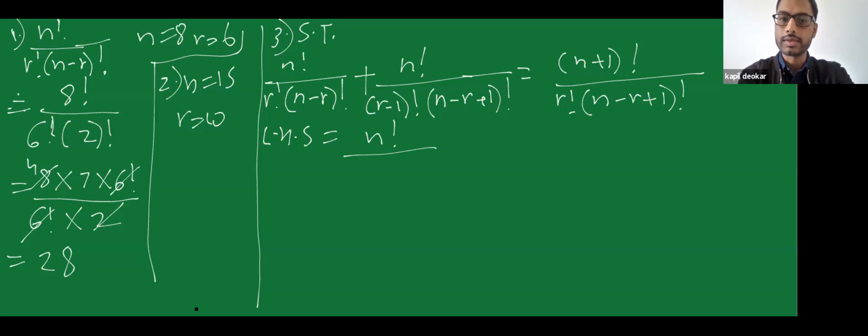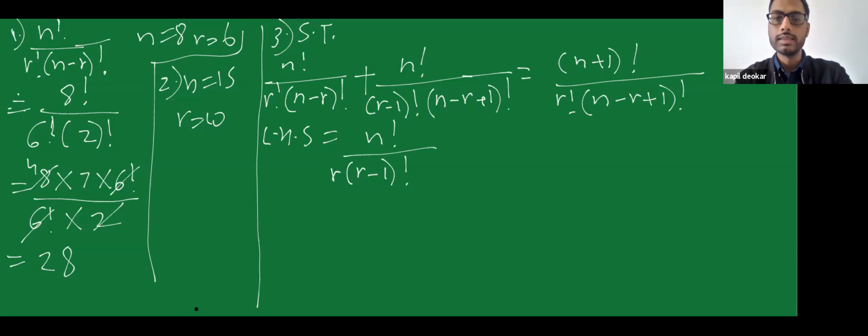So I can write this n factorial upon r factorial. Instead of writing r factorial, I can write r factorial as r into r minus 1 factorial. What is 10 factorial? 10 factorial is 10 into 9 factorial. So we can go on reducing. So r factorial will be r into r minus 1 factorial.